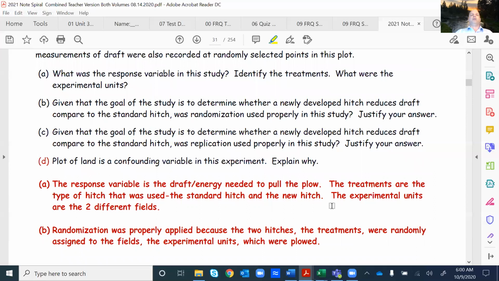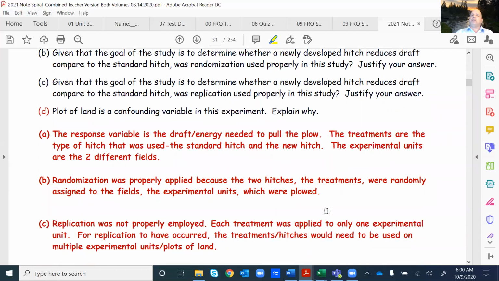And this says, given that the goal of the study is to determine whether a newly developed hitch reduces draft compared to the standard hitch, was replication used properly? And remember, replication means that the treatment is applied more than once to separate units. Well, the standard hitch was only applied to one field. It wasn't applied to more than one field. So the standard hitch was not properly replicated. The new hitch was only applied to one field. So once again, replication wasn't used. They both needed to be applied to multiple fields, okay? Quite frankly, if you would have applied the standard hitch to the first field and then to the second field, and did the same with the new hitch to both fields, we would have been okay. But since they didn't do that, we're not okay.